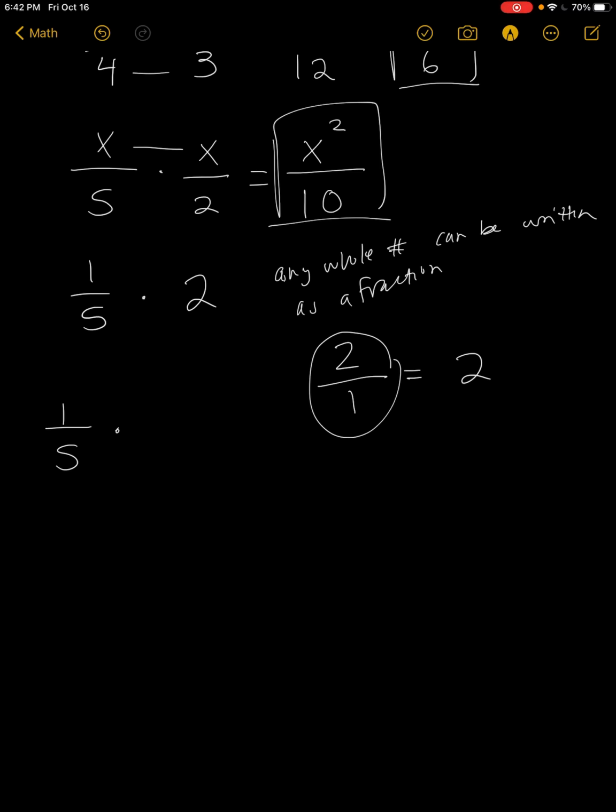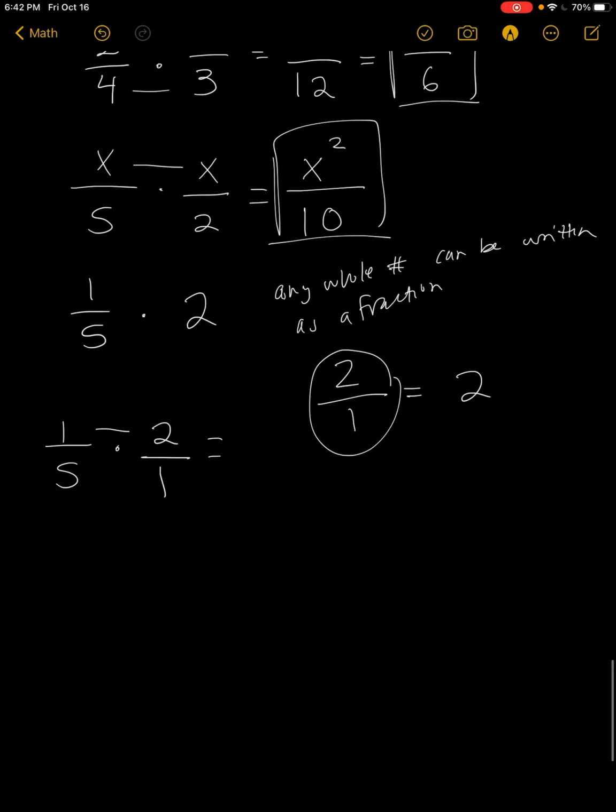Okay, so let's rewrite this. So that's essentially how you make it a fraction, and then it's just multiply the tops, multiply the bottoms. So we get 2/5.